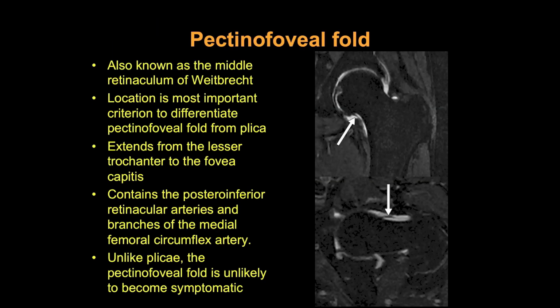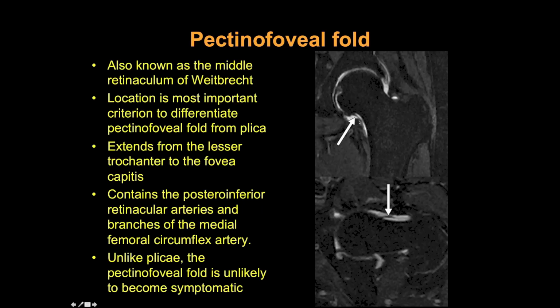The pectineofoveal fold, also known as the middle retinaculum of Weitbrecht. The location is the most important criterion to differentiate the pectineofoveal fold from plicae. It extends from the lesser trochanter to the fovea capitis. It contains the posterior inferior retinacular arteries and the branches of the medial femoral circumflex artery. Unlike plicae, the pectineofoveal fold is unlikely to become symptomatic.